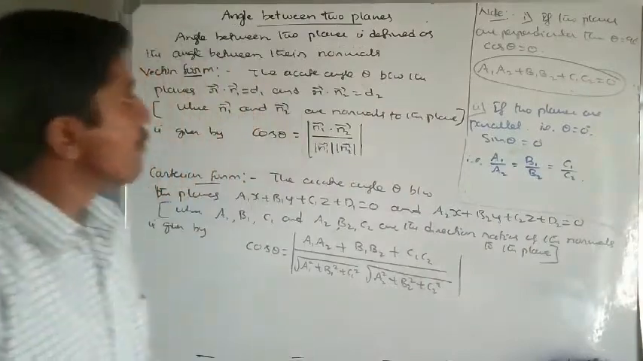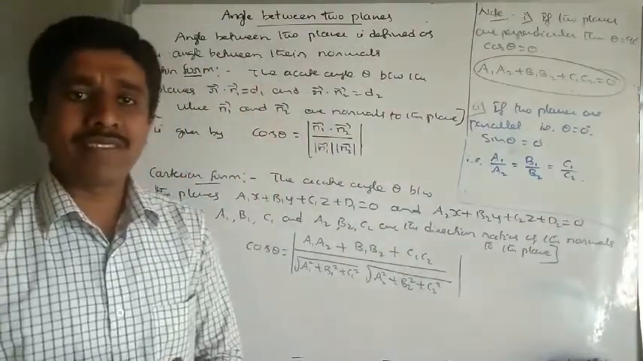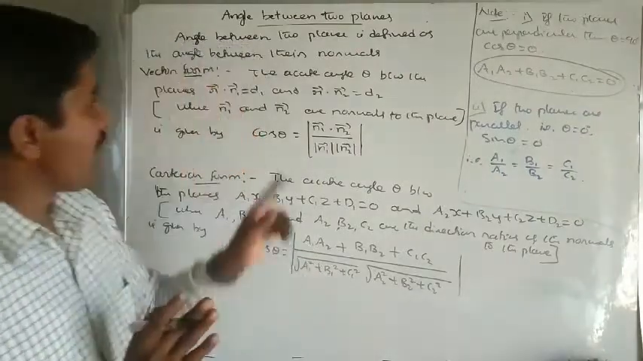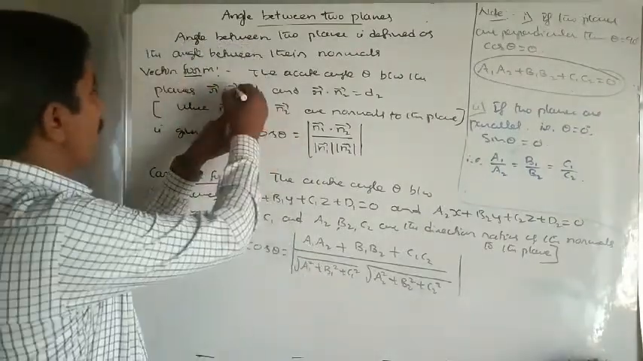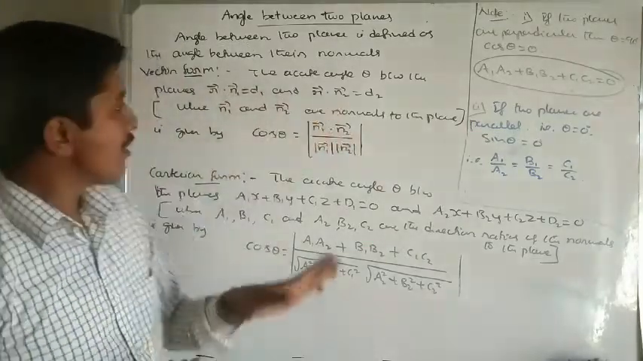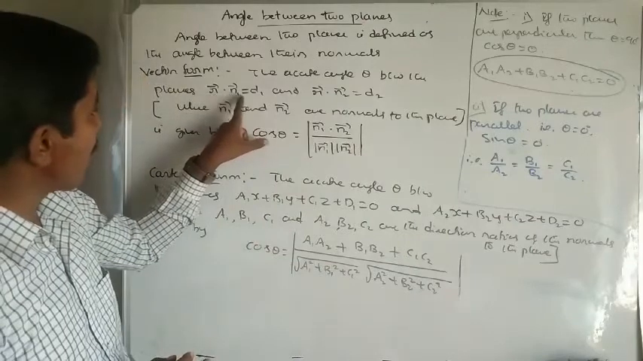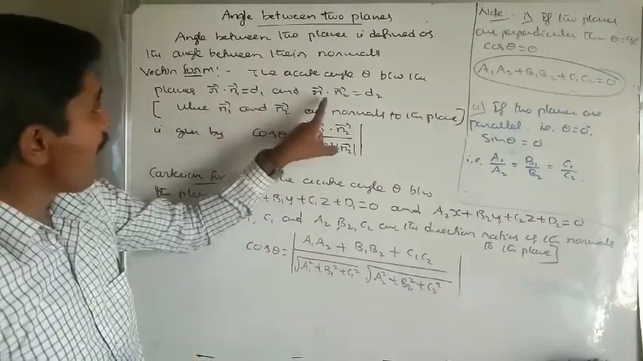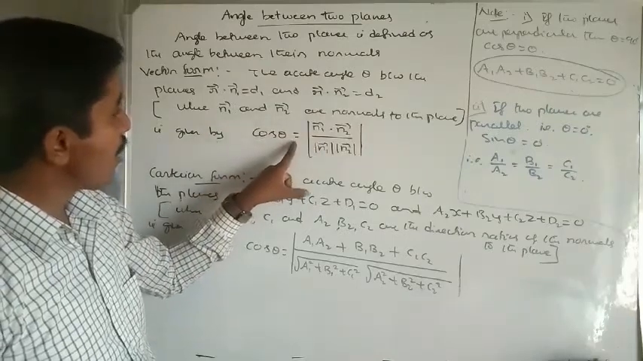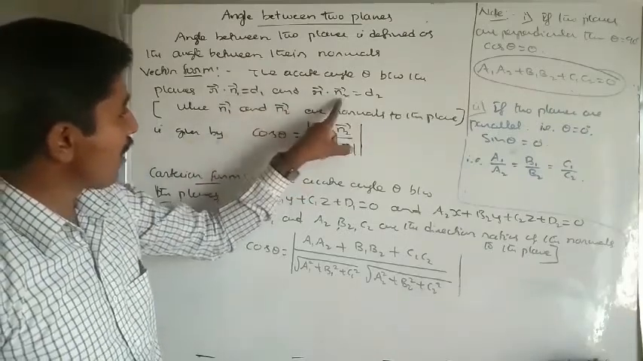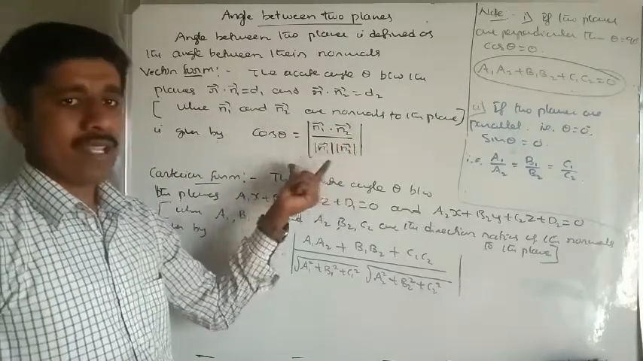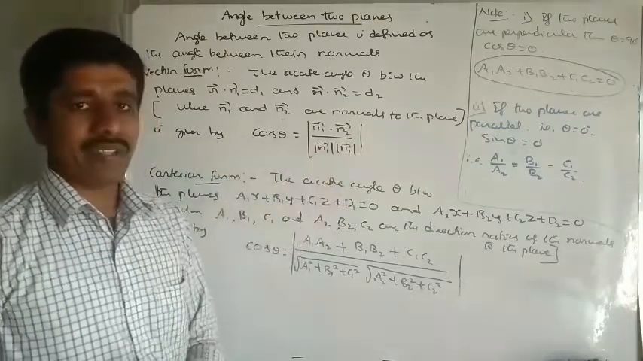Mind it. So angle between two planes is defined as the angle between two normals of the planes. In vector form, where vector n1 and vector n2 are the normals to the planes, the angle between the planes vector r dot vector n1 is equal to d1 and vector r dot n2 is equal to d2 is given by cos theta equal to modulus of vector n1 dot vector n2 divided by magnitude of vector n1 into magnitude of vector n2. If theta is acute angle, take the modulus.